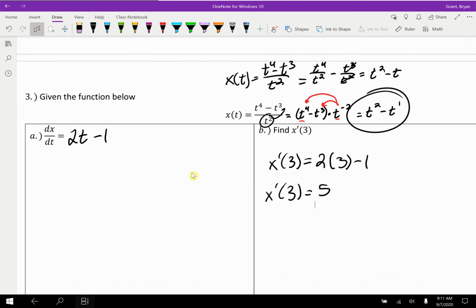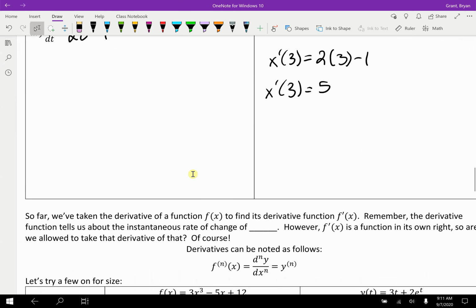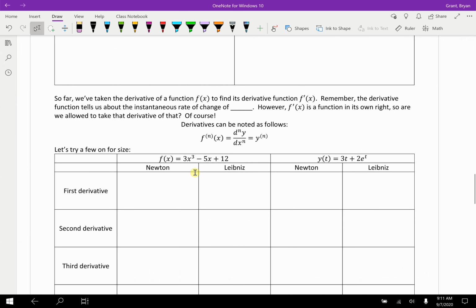Just about done for today. I think the only thing that we have left then is the last part, which is actually the very first part of the title, which is higher order derivatives. This part, though, is pretty easy.